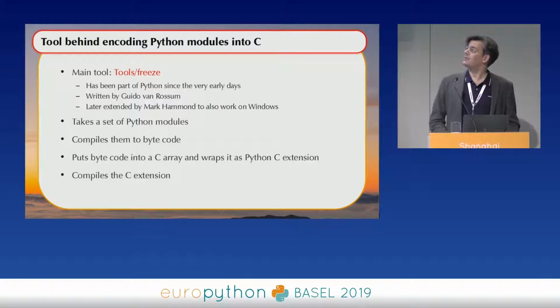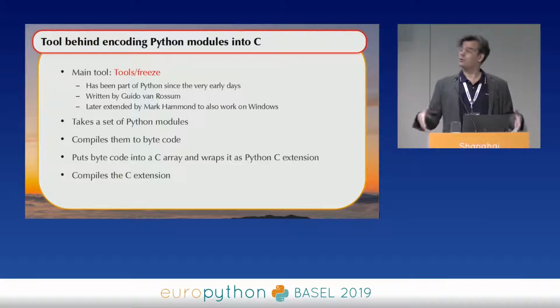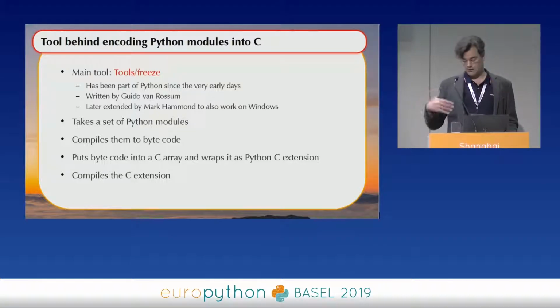So the freeze tool takes Python modules, compiles them to bytecode, and then stores the bytecode in a C struct, or array. And then it puts everything into C files, compiles everything as Python C extensions, and then puts that into a module file that you can then link. This is how you can get Python code into an executable or a library.